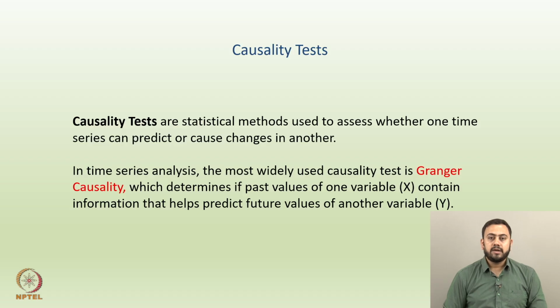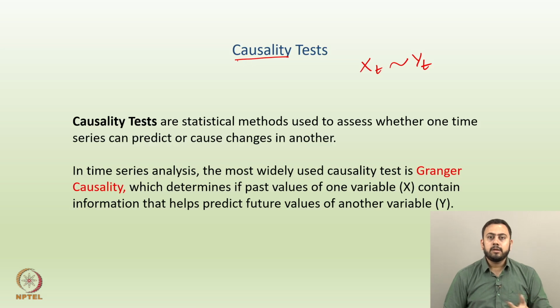Firstly, we have to define what exactly one means by causality tests. Causality tests are statistical methods or tools used to assess whether one time series can predict or cause changes in another. As the name suggests, one has to find out whether one of the variables, let us say xt, causes any change in one of the other variables, let us say yt, or even vice versa. If either of the variables xt or yt causes a change in the other variable, then we can say that causality between xt and yt exists.